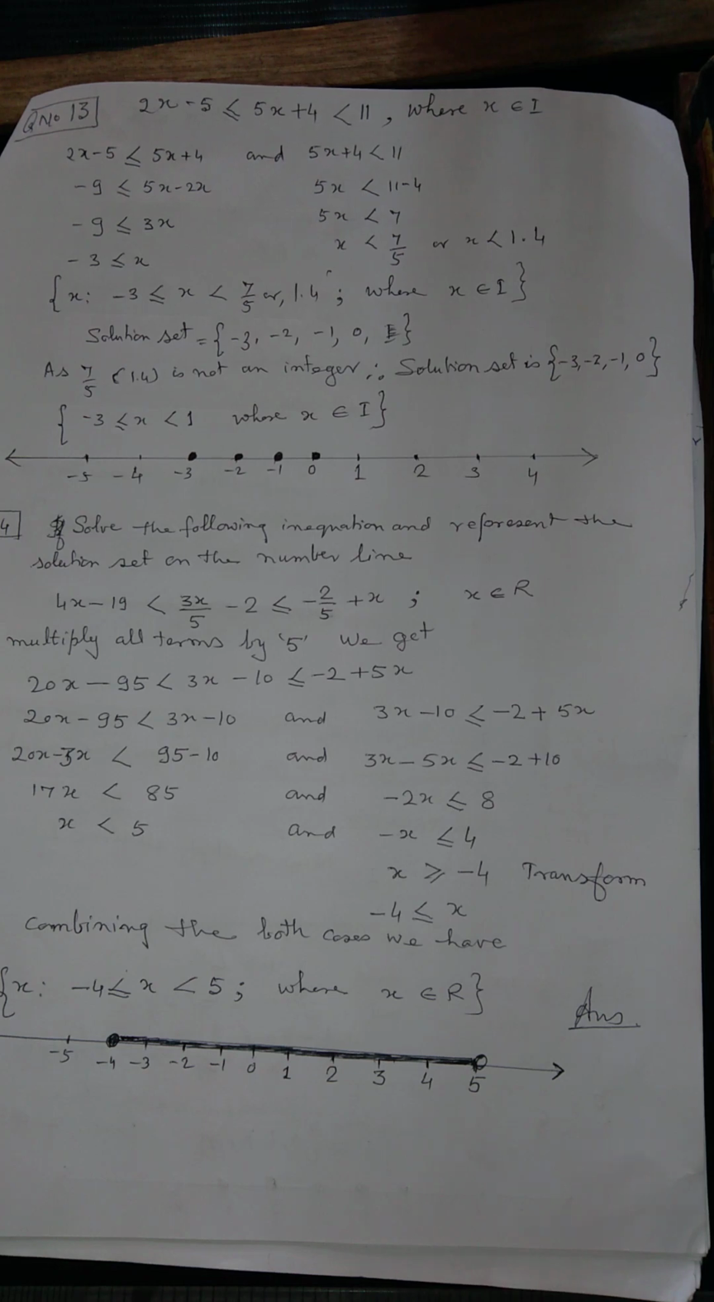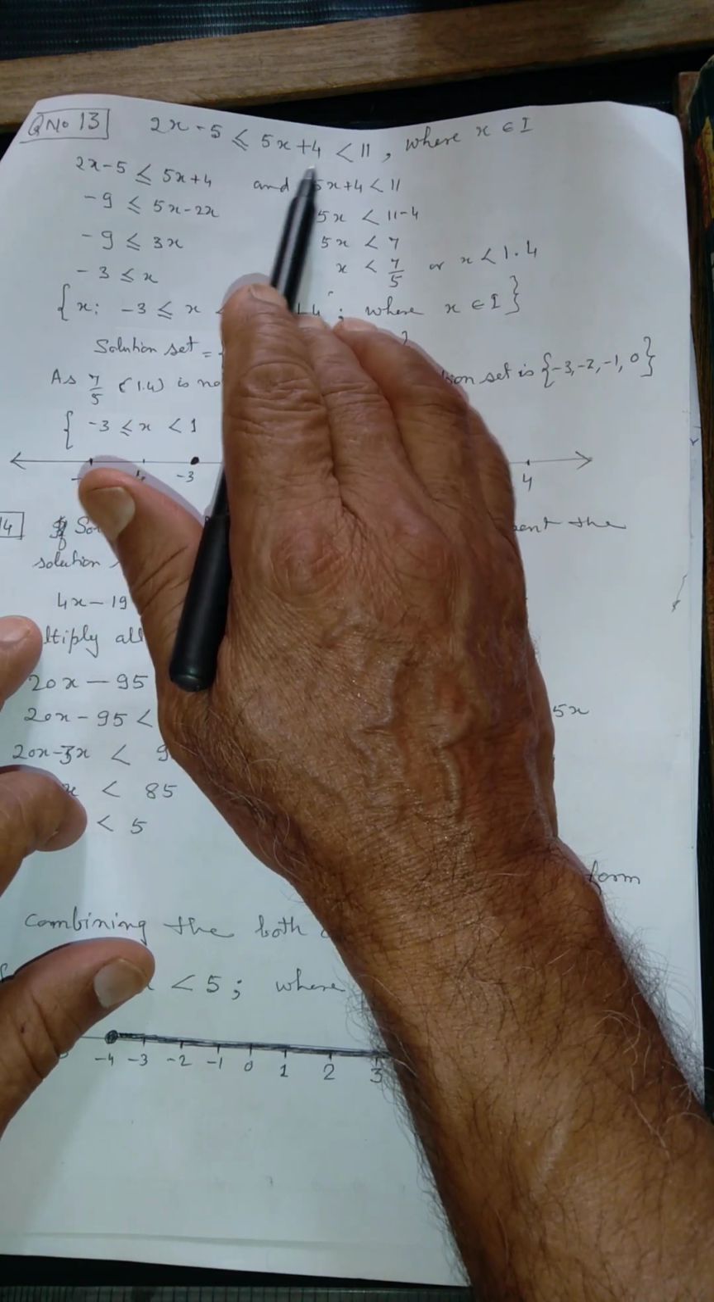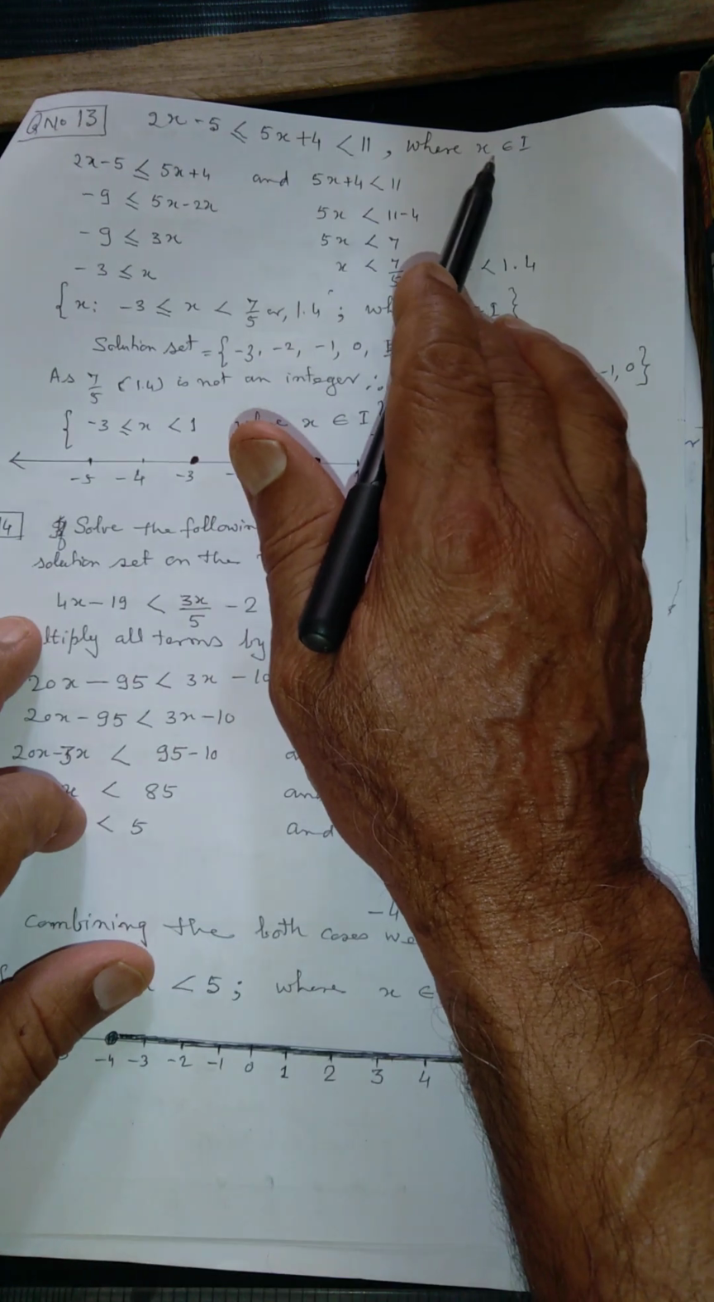Now let us start self-evaluation and revision on chapter 4 from question number 13 onward. Question number 13 states: solve the following inequations and represent the solution set on the number line. That is, 2x minus 5 less than or equal to 5x plus 4 less than 11, where x belongs to integer.